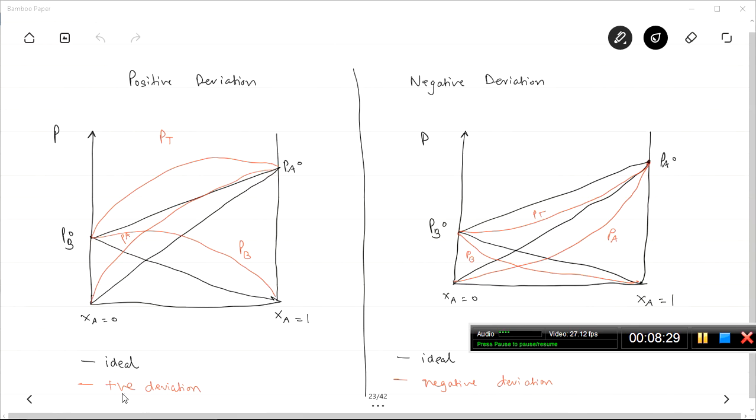Now when there is a positive deviation, what we are saying is both PA and PB will be more than the expected value, and so will be the value of PT. So total vapor pressure in this case will be more than what was expected according to Raoult's law. And similarly, in case of negative deviation, the actual vapor pressure will be less than what was expected according to Raoult's law. So again, in this case, the black line represents the ideal case and the red one represents the negative deviation case.